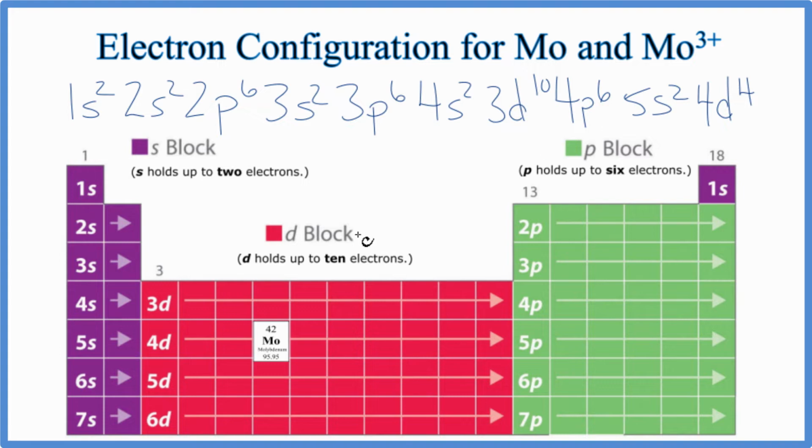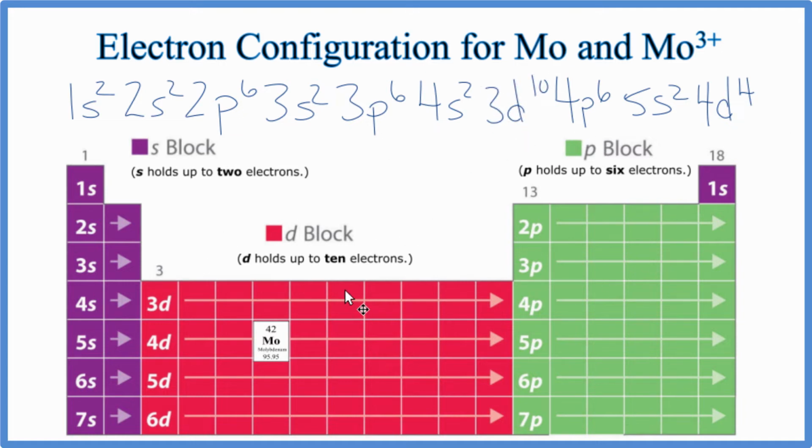4p6, 5s2, and then I go to 4d, and I need to have 42. So at this point, I have 38, I go 39, 40, 41, and 42. So this is the electron configuration we come up with using this chart. And if I knew my orbital blocks, I could just go down and I'd know molybdenum's here. It's going to be 4d1, 2, 3, 4. So I could have known what it would end in right away, which helps you get the right answer. So here's the configuration that we get using the chart.